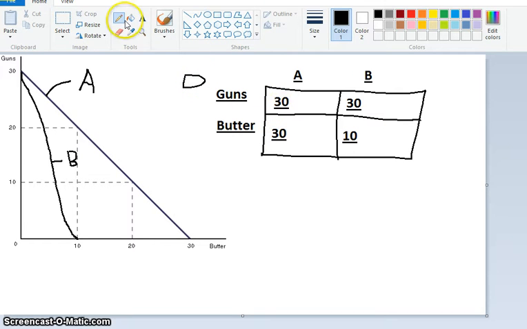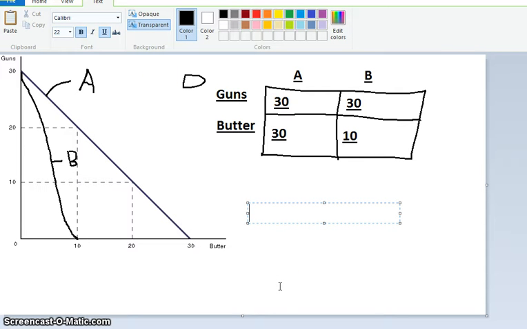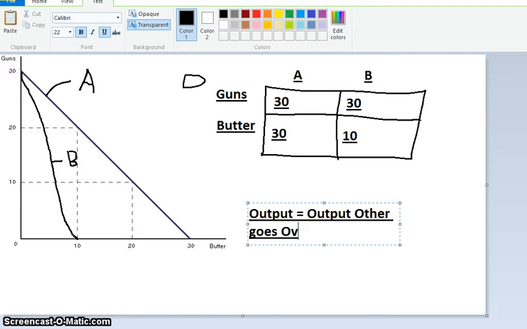Now to remember your opportunity cost here, how are you going to find it? We've got to figure out if this is an output or an input problem. Well, this is a production possibilities curve. It is telling us how much stuff we can make with our resources, our inputs. So when it tells us how many products we can make with our inputs, this is an output problem. And all production possibilities curve questions are output problems. So for output, the rule is other goes over.